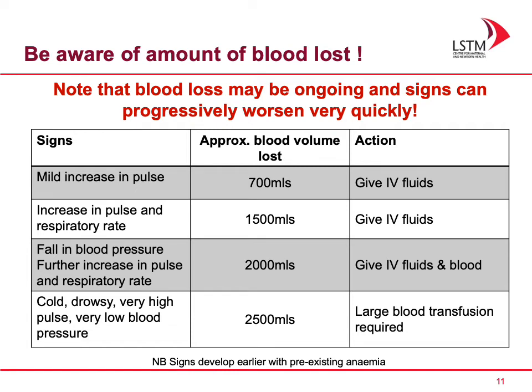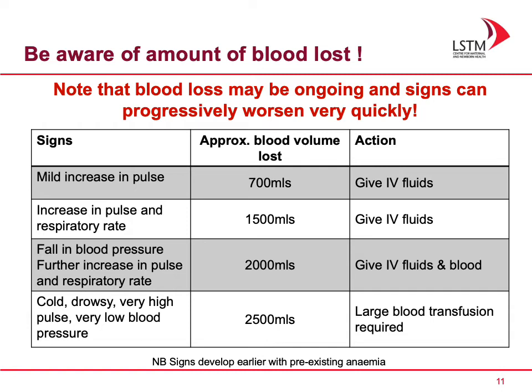And the action would be to replace with intravenous fluid, as well as to ensure that the blood loss is arrested. If you notice that there's an increase in pulse and respiratory rate, which is faster, then you may well have a blood loss of up to 1500 mils. And again, we would give intravenous fluids.